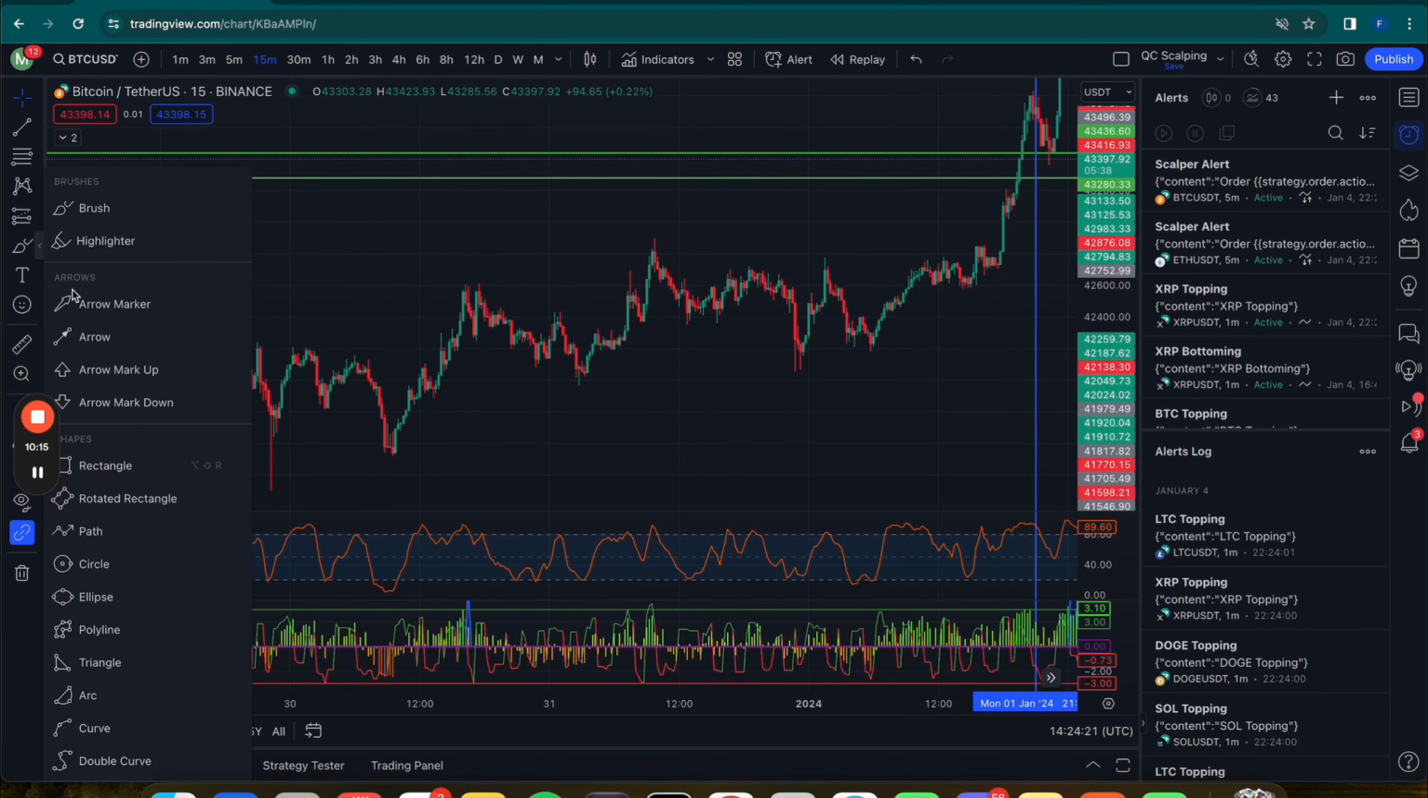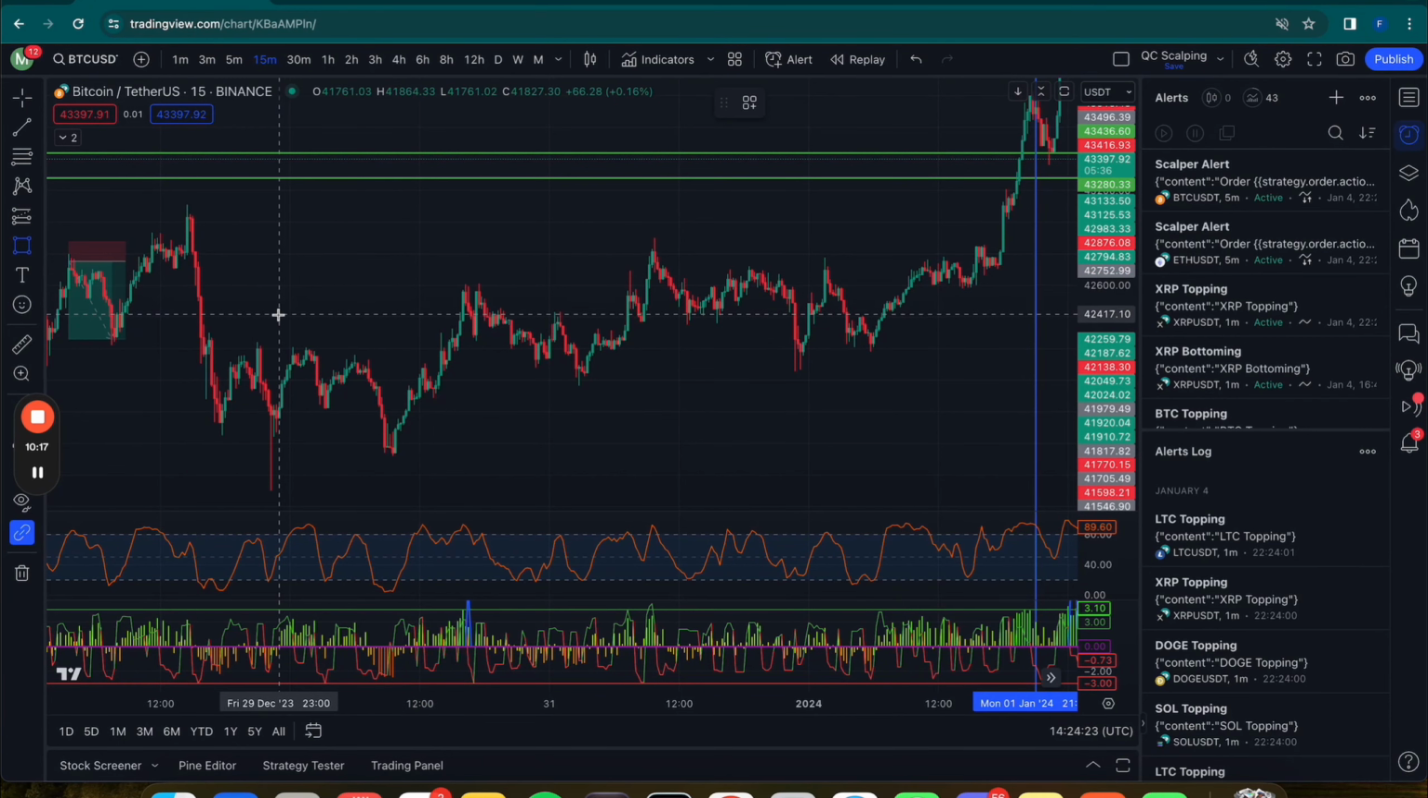Let me draw it real quick. We just established the range here. And now we just touch this range right here. And our stochastic stopped out. So let's just assume, I'm not going to validate this trade, let's just assume that we're going to enter this trade. And we want to short this, right?